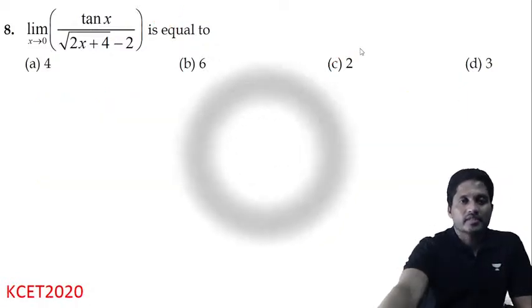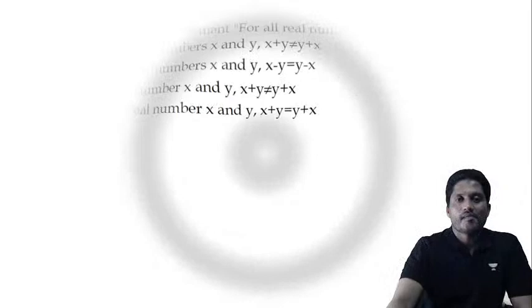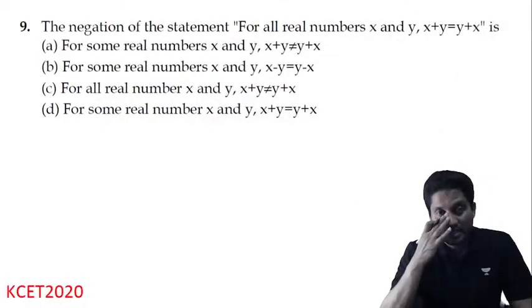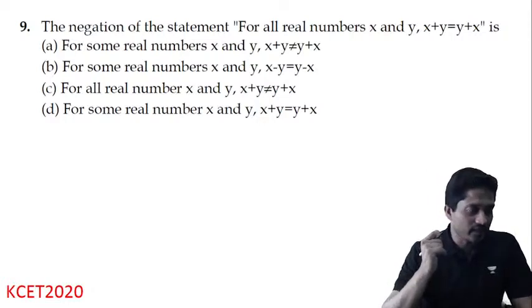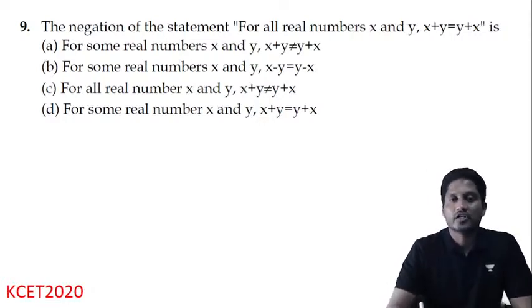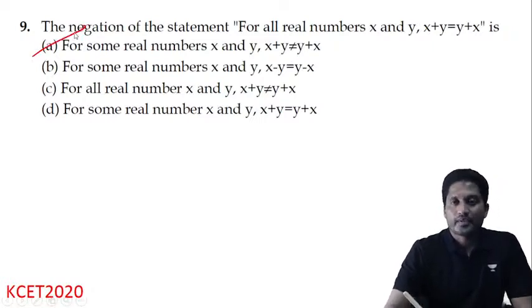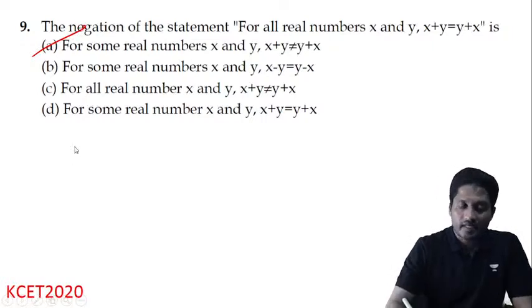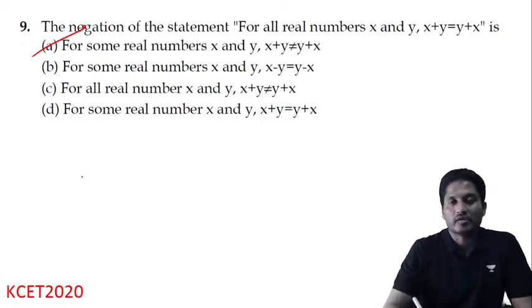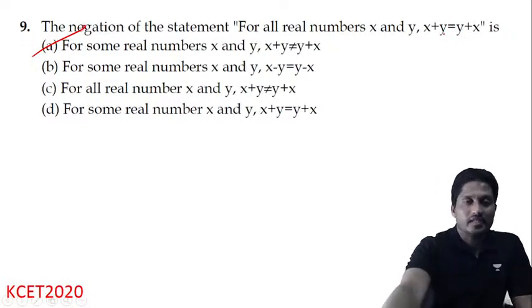Let's move to the next question. The negation of the statement: for all numbers x and y, x plus y is equal to y plus x. Negation of this: for some real numbers x and y, x plus y is not equal to y plus x. Any statement modified by the word not is called a negation. For all real x means for some real x. Negation is x plus y is not equal to y plus x. Answer is option A only.